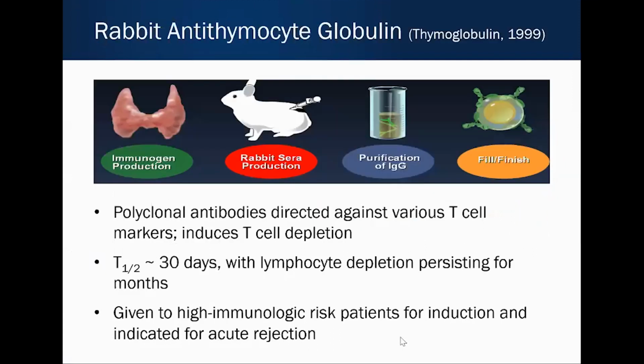Compare that to rabbit anti-thymocyte globulin. This is a polyclonal antibody product. It's targeted against various T cell markers and helps to induce T cell depletion. The half-life of this drug is roughly 30 days, with lymphocyte depletion persisting for months. Usually it's around 3 months that lymphocyte depletion will persist after this drug. Given to our higher immunological risk patients for induction, or you may more commonly see it used for acute rejection.